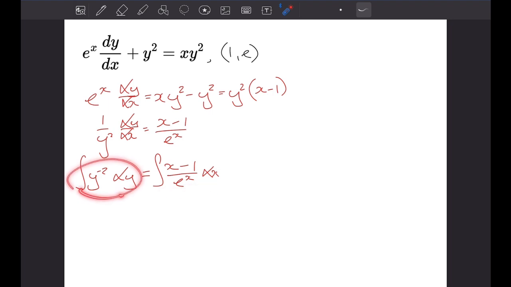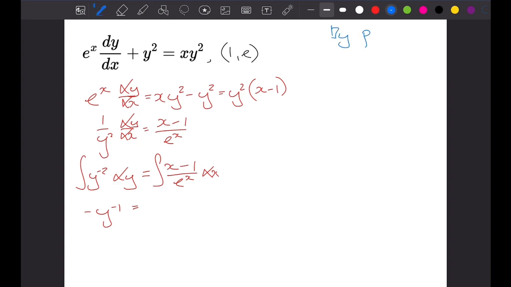The y to the minus 2, nice and straightforward. Raise the power to minus 1. Divide by that minus 1 is the same as just times it by minus 1. And that's going to equal something over here. This is a product of things. So we need to use by parts. So let's do that over here in the blue.